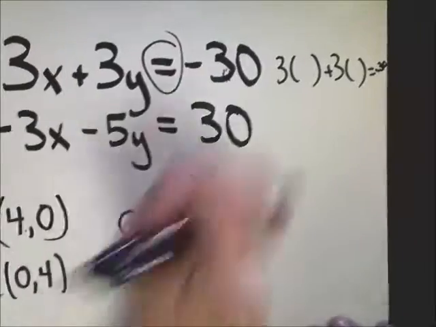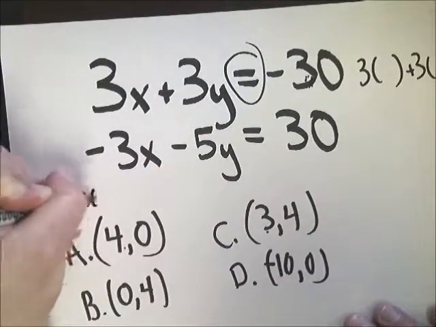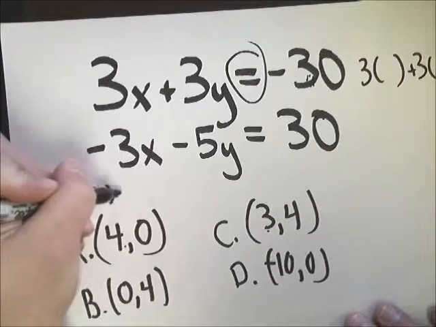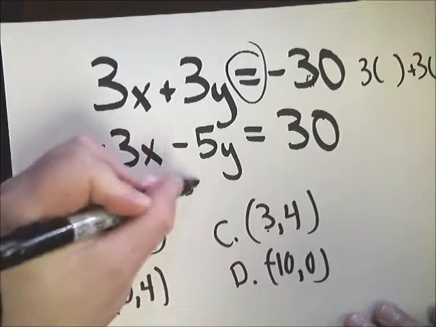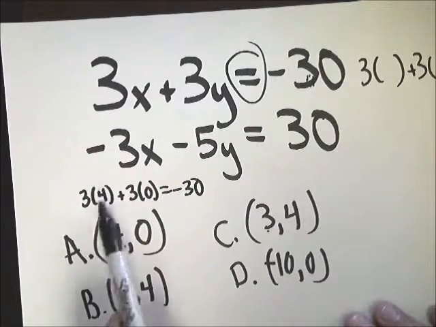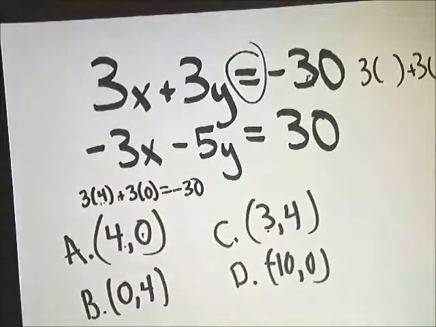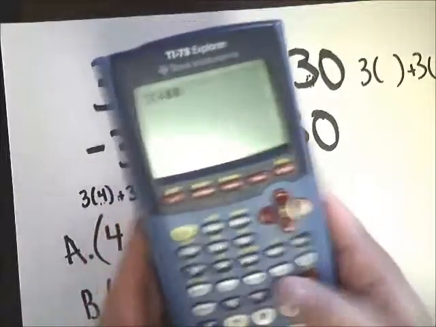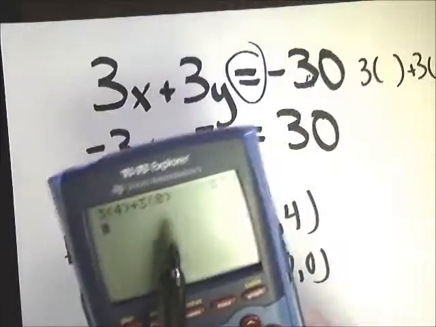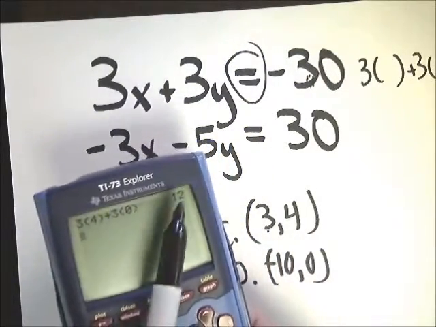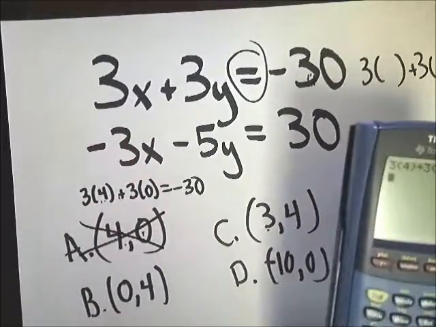So for A, it's (4, 0). On this one I would do 3 times 4 plus 3 times 0 equals negative 30. I can do this because x is 4 and y is 0. Now if this side equals this side, I'm done. So I'm going to check. See how it gives you 12? Sorry, I got a glare, it gives you 12. It's supposed to give you negative 30. So this cannot be the answer as long as you plug it in correctly.